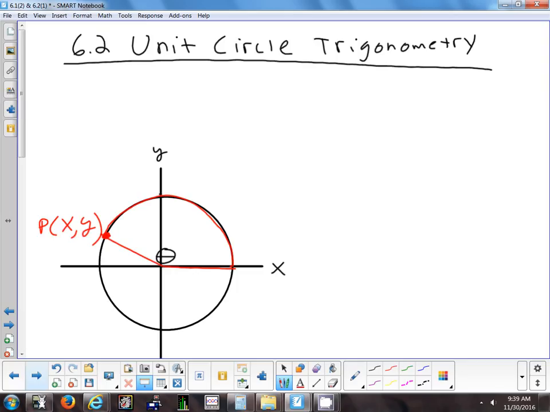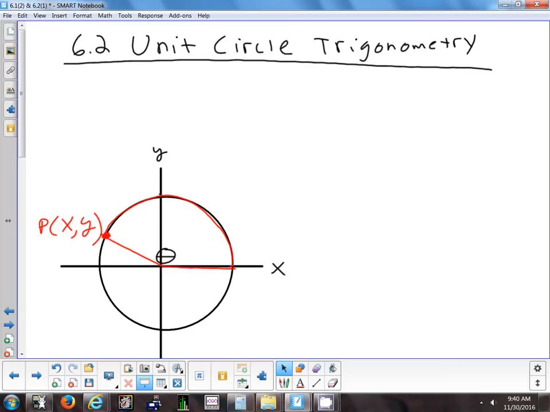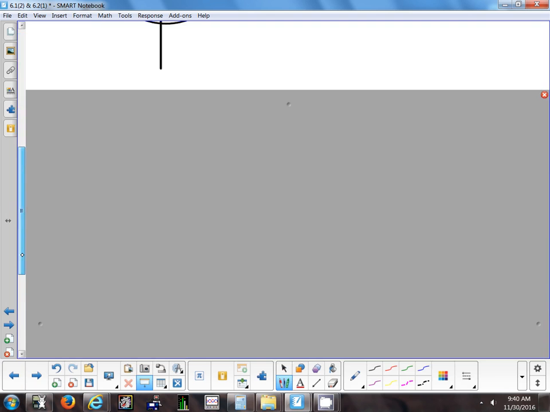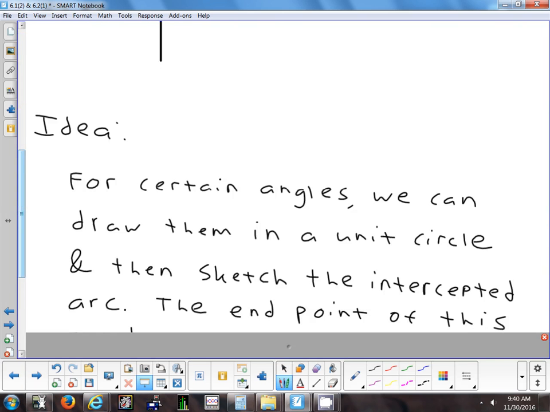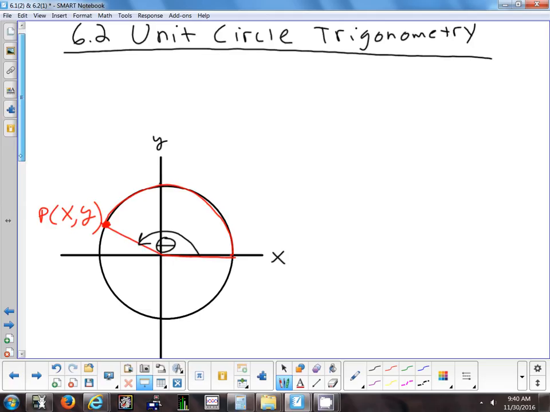All right, so the last thing we'll take a look at, but we're not going to get into too much, is unit circle trig. I'm just going to say what the idea is for unit circle trig. I think if you look at the diagram, it'll make sense. You can give me any angle you want, and I can sketch it on this circle. This angle looks like it's about 140 degrees or so.